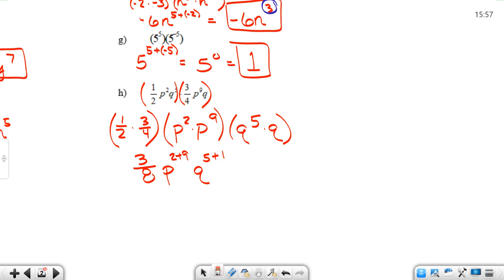And our last step, guys, all we have to do is add those exponents up. So we're going to have 3/8 p to the 11th q to the 6th. And there it is, guys. We end up with another monomial. So again, guys, the only new thing here is we're adding exponents. When you multiply like bases, you add the exponents.